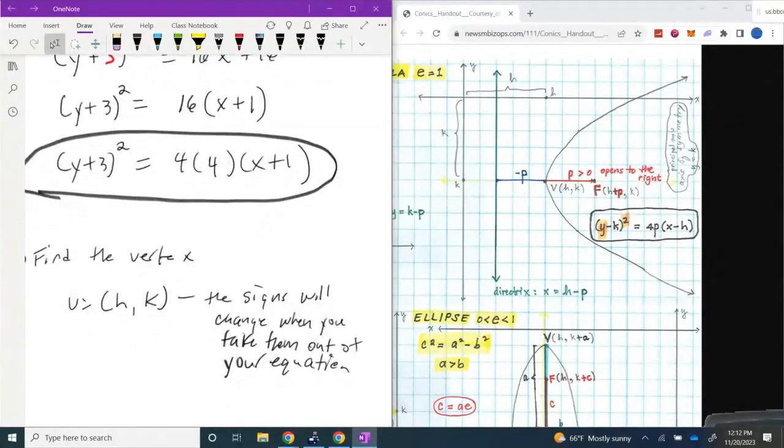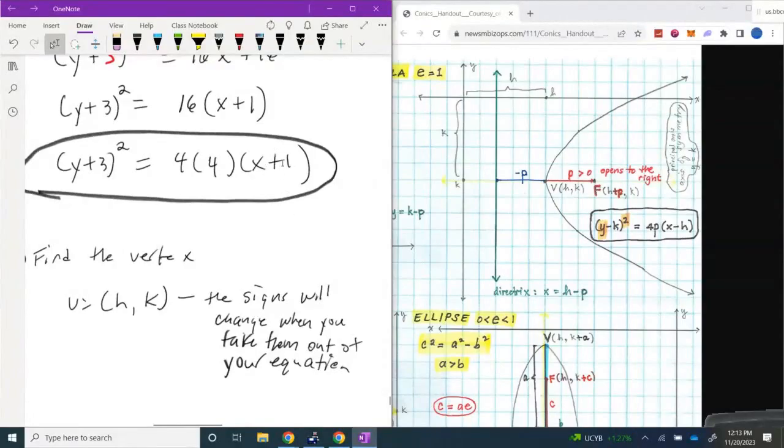And I'm just going to explain that. So remember, if I'm looking at this model form, h always follows x. k always follows y. The vertex is specifically h comma k. So in order to find the first coordinate of my vertex, I want to know what follows x. So I have x plus 1.